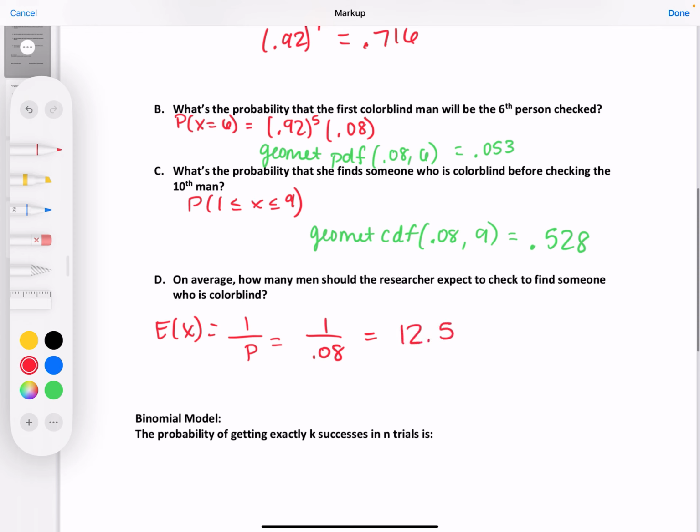I don't have patience for that. So basically, if it were to ask you for a conclusion for that, she will have to check 12 and a half men, but you can't have a half a person. So, about 13. Yeah, I would say about 13 men before finding a colorblind man.